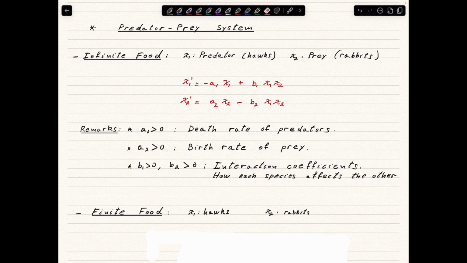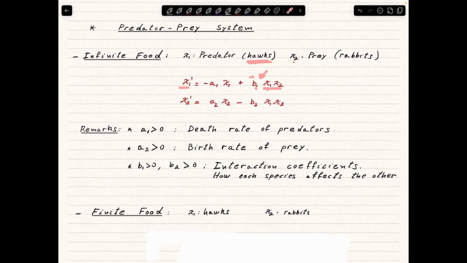And the coefficients b1 and b2 are the interaction coefficients, and they describe how each species affects the other. For example, if we have a big predator, like foxes or some other big animal, then killing one little rabbit is going to be a positive contribution to the predator, but because the animal is so big, this coefficient may be very small.